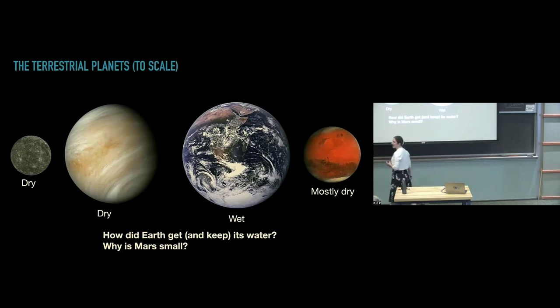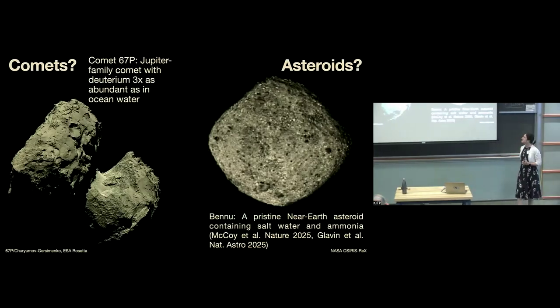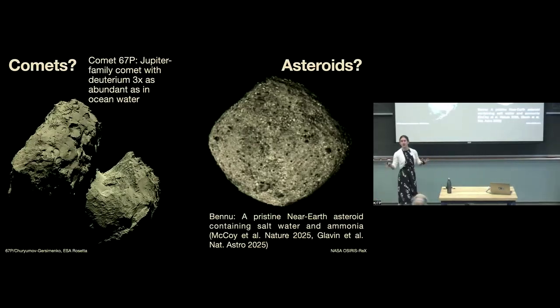So in terms of how Earth got its water, people like to invoke delivery of water from the outer solar system by small bodies. One such small body is comets, including the example on the left, 67P. This is a gorgeous Jupiter family comet that was visited by the ESA Rosetta mission a few years ago. And comets are great and very, very water rich. But one problem is that they tend to have way more deuterium than Earth's ocean water does. And this one is like 3 times enriched compared to Earth's ocean water.